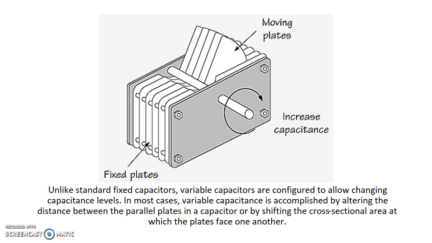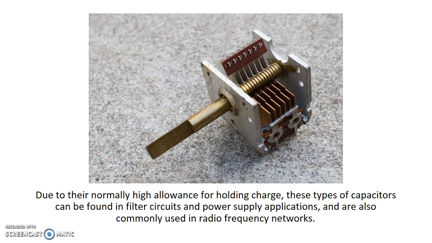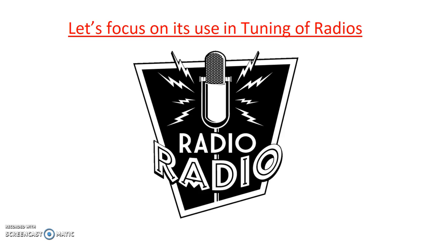In most cases, variable capacitance is accomplished by altering the distance between the parallel plates in a capacitor or by shifting the cross-sectional area at which the plates may face one another. Due to their normally high allowance for holding charge, these types of capacitors can be found in filter circuits and power supply applications and are also commonly used in radio frequency networks.